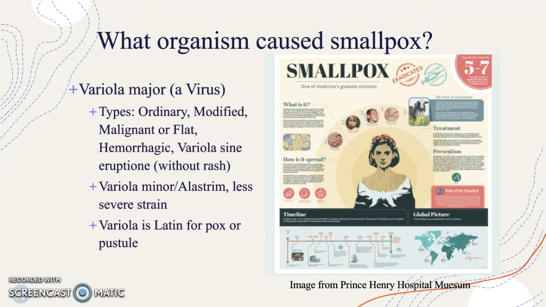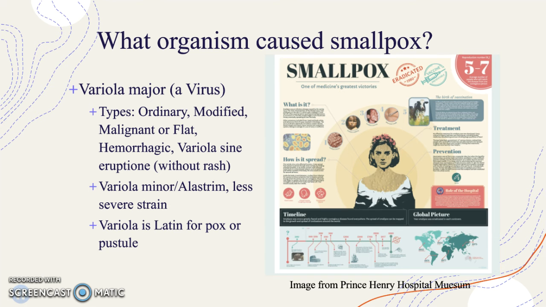There are multiple types of smallpox. There's ordinary, modified, malignant or flat, hemorrhagic, and variola without the rash. With hemorrhagic, an interesting fact is people died from the symptoms of smallpox, not necessarily smallpox itself. Smallpox would break down your immunity so much that you wouldn't have any and you would die from it. So hemorrhagic was bleeding to death.